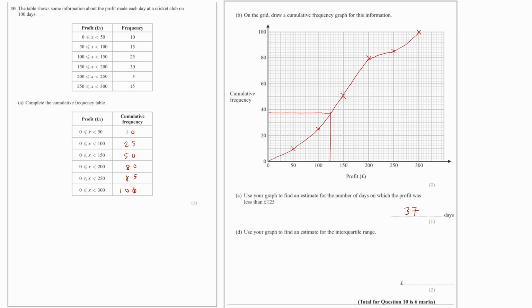And then use the graph to find an estimate for the interquartile range. So we want the value at the quartile. It goes to 100, so the lower quartile is at 25. Oh, well, we had that already. We had that cumulative frequency of 25, and that was at 100. So we know that's exactly at 100.